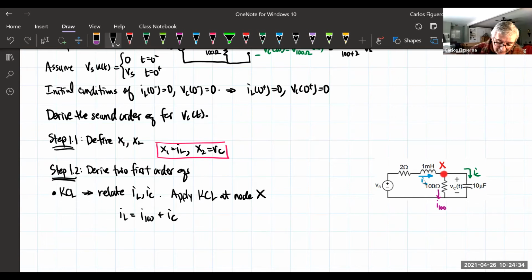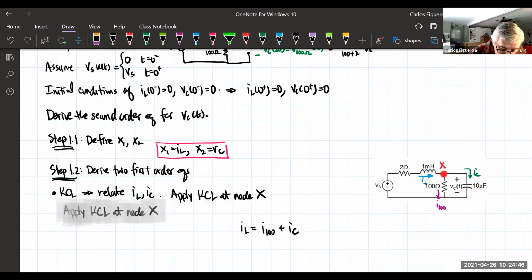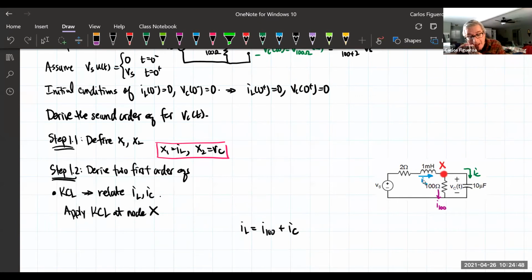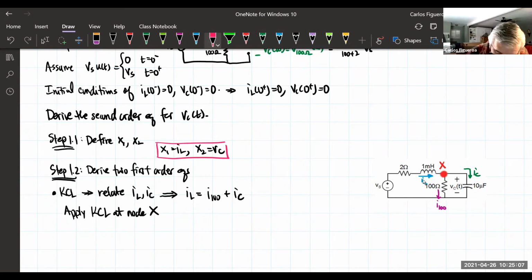Okay. So you know what? I'm going to start to do something a little bit different here. I'm going to move this over here just for organization. I'm going to start to streamline the process here. So look what I did. I applied KCL at that node.